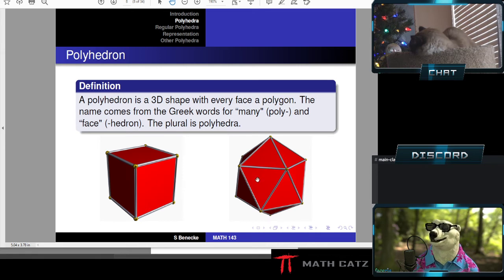And the faces are now polygons, different polygons. In the cube, I have square faces. If I look at a brick, I have rectangular faces, maybe. In this one on the right, I have triangle faces, but I still have faces, edges, and vertices coming together to make a convex three-dimensional shape called a polyhedron. Right. So now we're extending our knowledge from two dimensions into three dimensions.